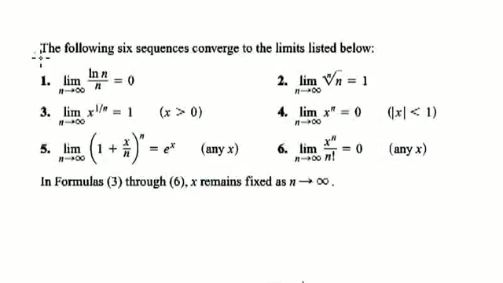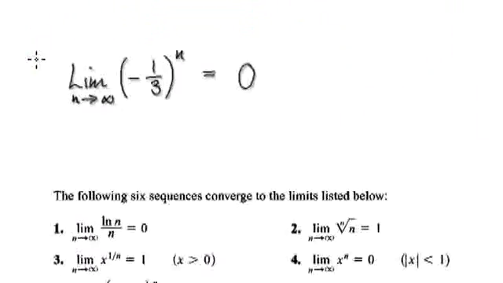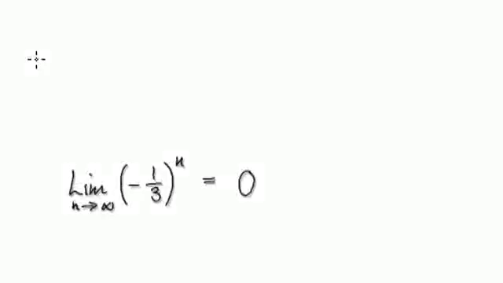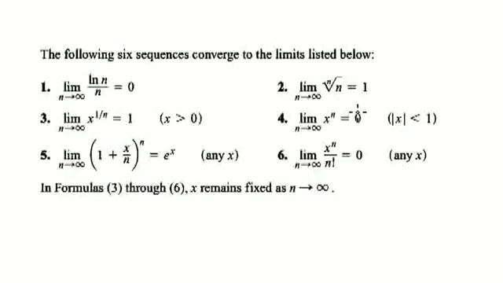Okay, and now we can make use of these to work out something more complicated. So for example, this one here, find the limit of this as n tends to infinity. So here you would make use of number 4. You would make use of this one here.